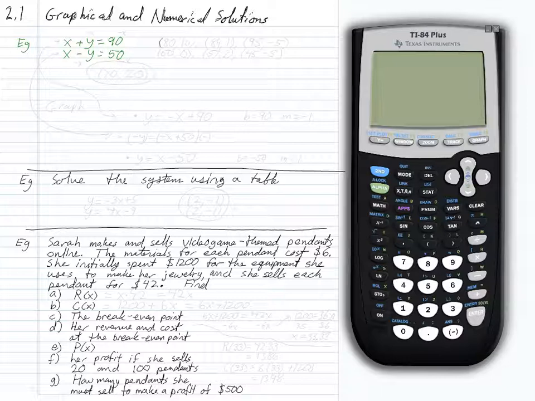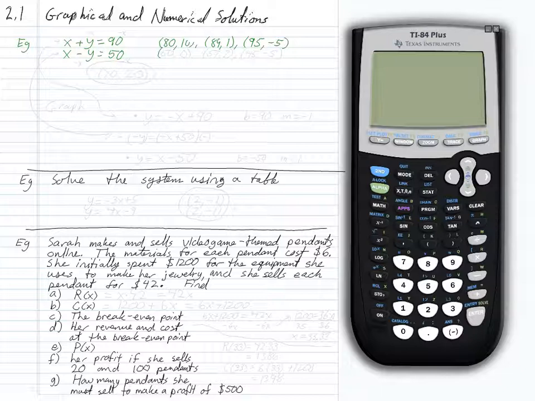For instance, our first equation, x might be 80 and y might be 10. Alternatively, x might be 89 and y might be 1. And we could also go past that. We could say x is 95 and y is negative 5. Any one of those ordered pairs will satisfy the first equation.